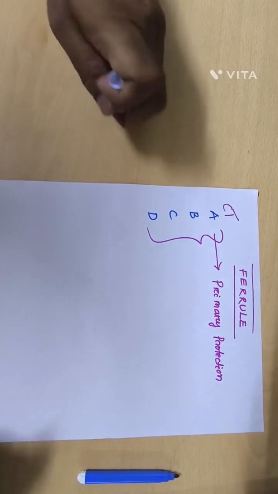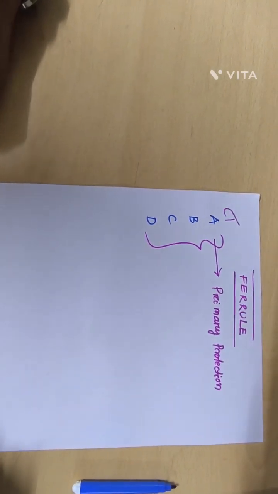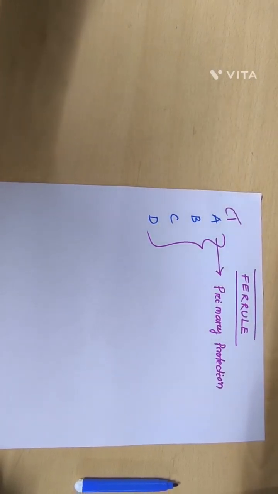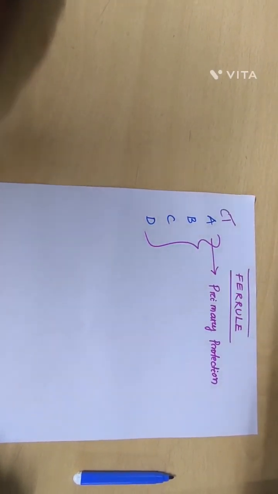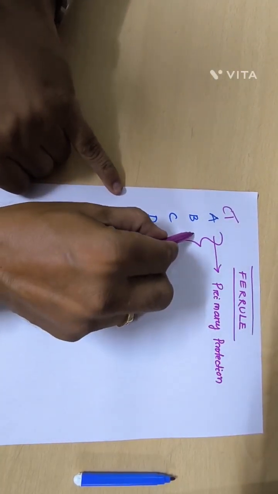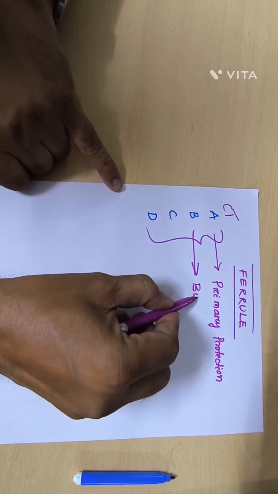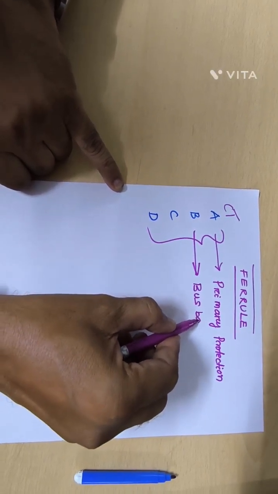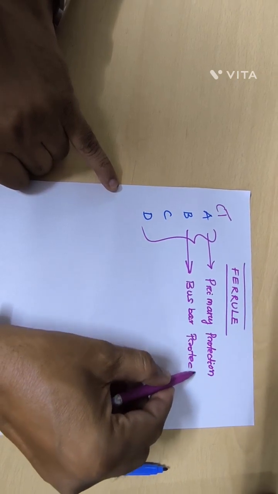Primary protection means for a transformer it may be differential, it may be restricted earth fault, or in a generator also it may be differential. For a line it may be distance protection. B is called bus bar protection. If we have a bus bar protection relay, then that cable ferrule will start with B.